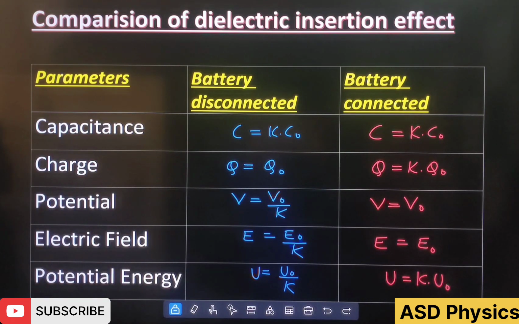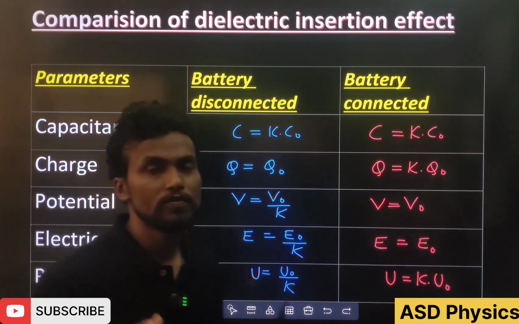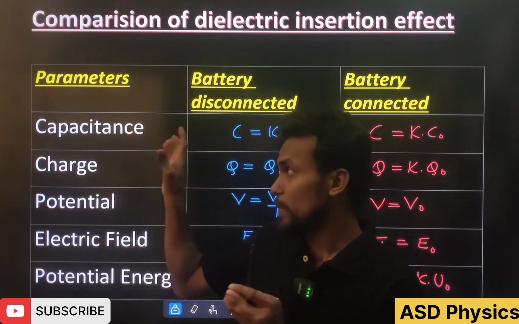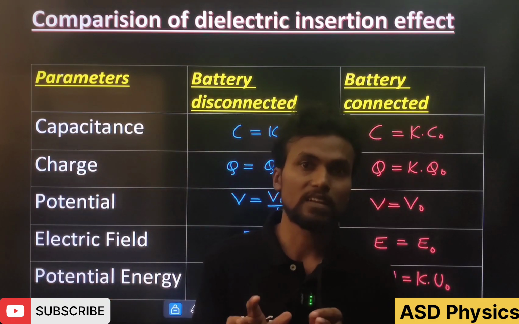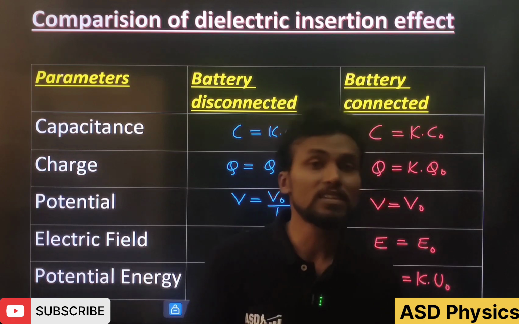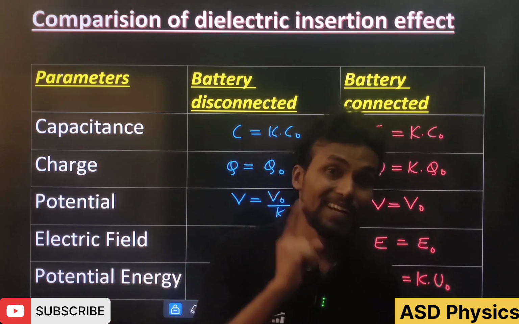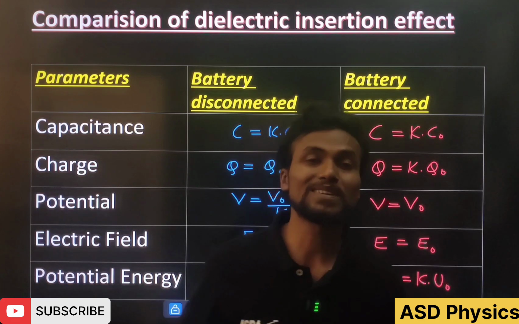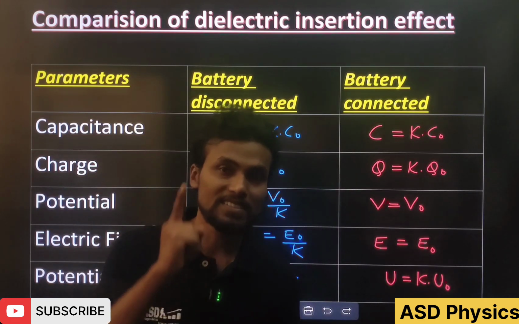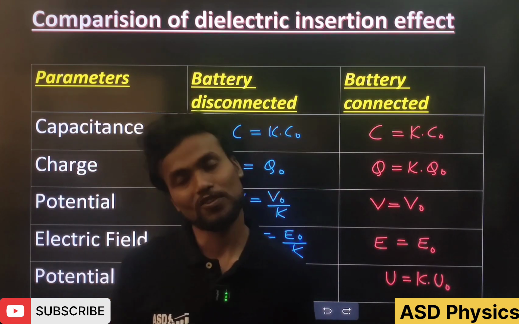Okay students, so in this video we have learned how these parameters change when the dielectric is inserted between the plates of the capacitor, with the battery disconnected and battery connected. By default, if nothing is mentioned in the question, what will you take? Battery disconnected. Okay students, so keep studying.